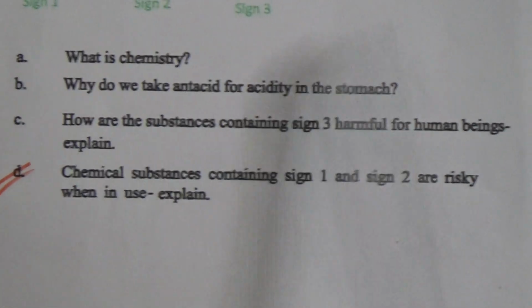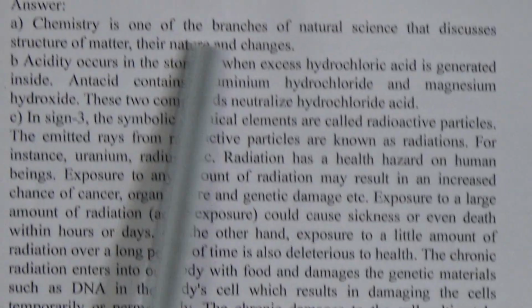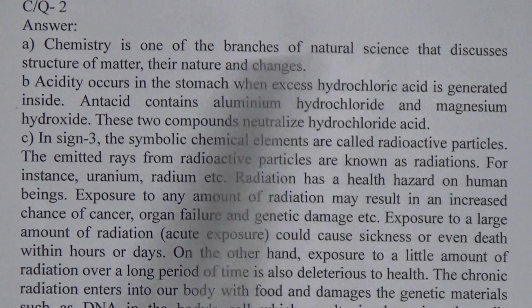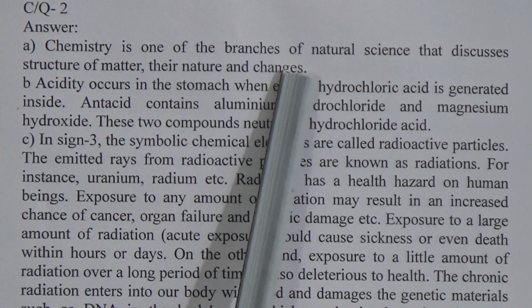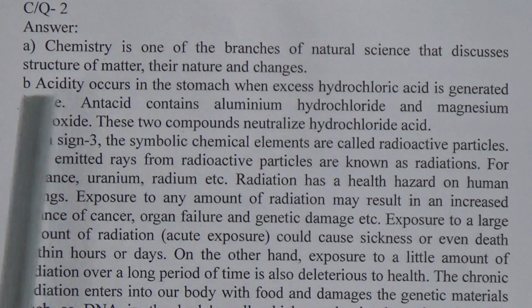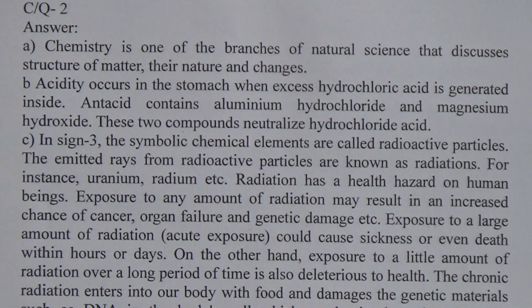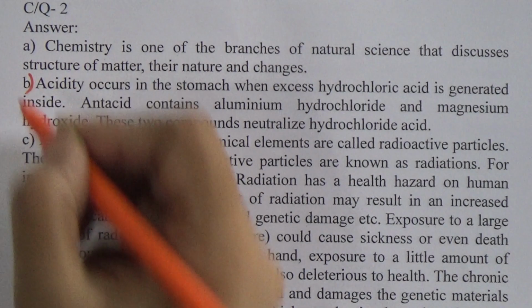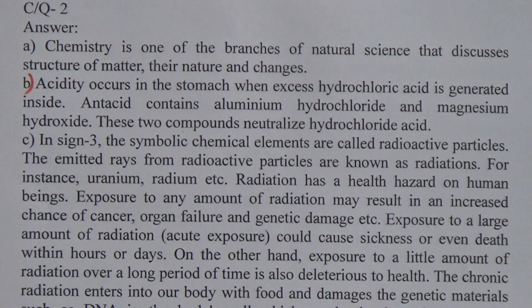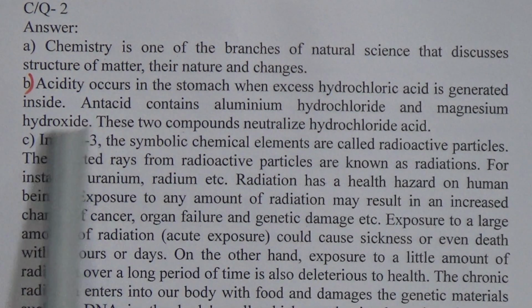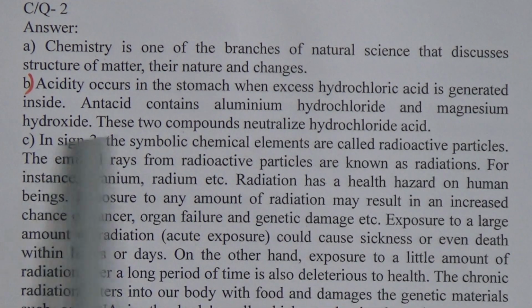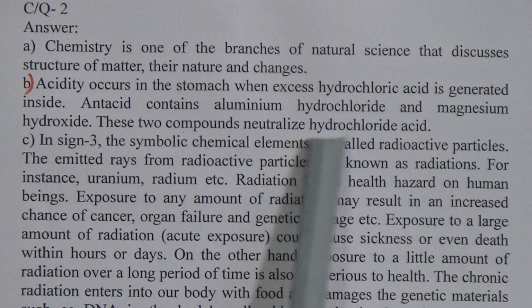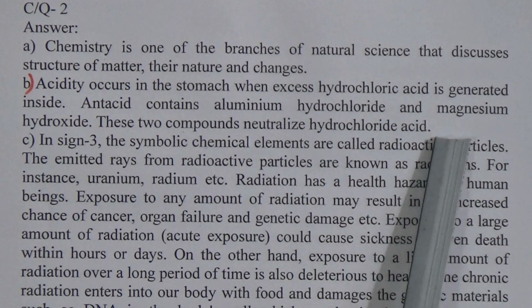Now come to the answer of A. Chemistry is one of the branches of natural science that discusses the structure of matter, their nature and changes. Now come to the answer of B. Acidity occurs in the stomach when excess hydrochloric acid is generated inside. Antacid contains aluminum hydroxide and magnesium hydroxide. These 2 compounds neutralize hydrochloric acid.